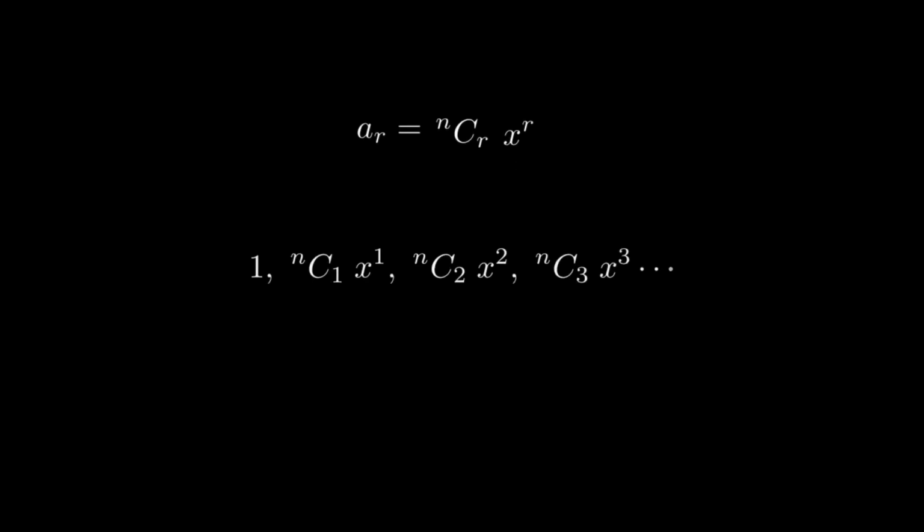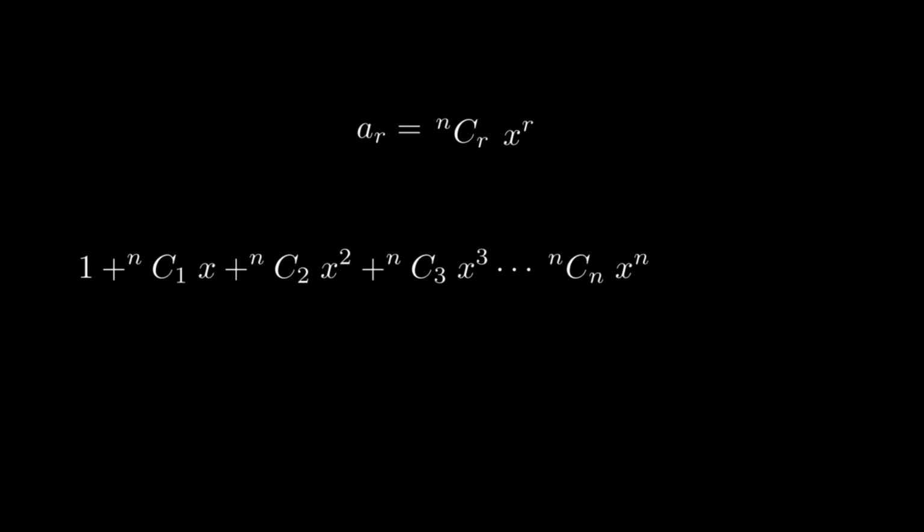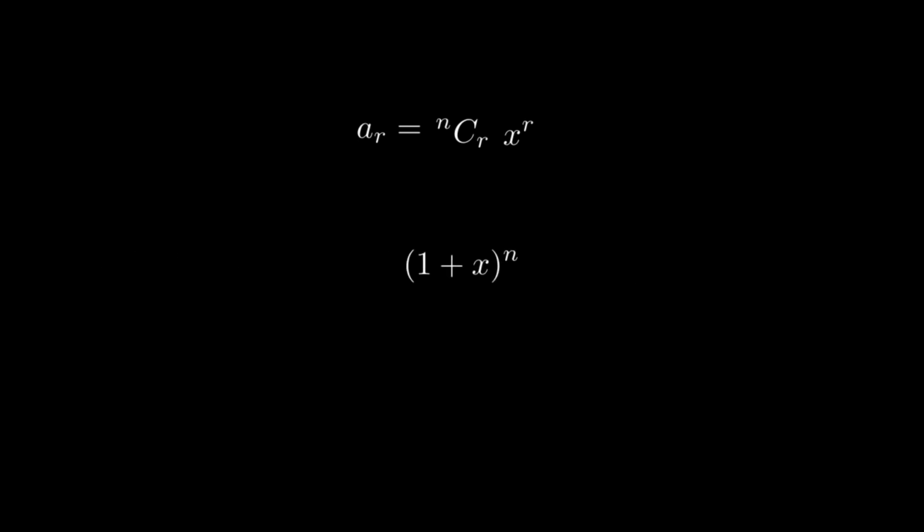If we add the terms together, stopping at r equals n, we should get something that looks pretty familiar. This is exactly the polynomial we'd get if we expanded out (1 plus x) to the power of n. So why does expanding this power of 1 plus x lead to each coefficient being a choose function?